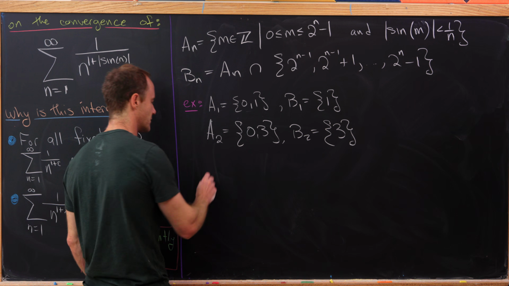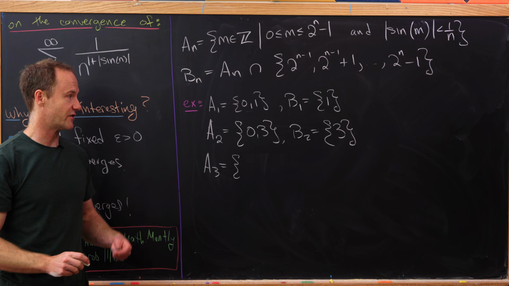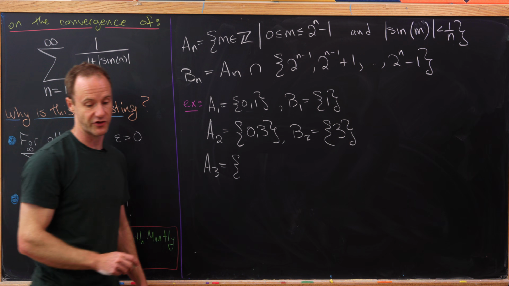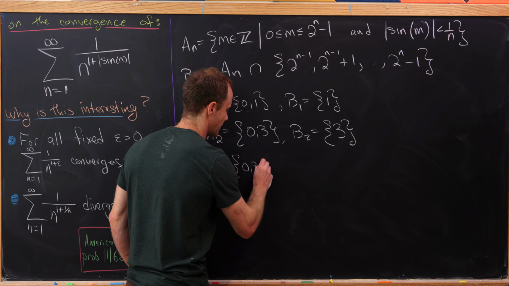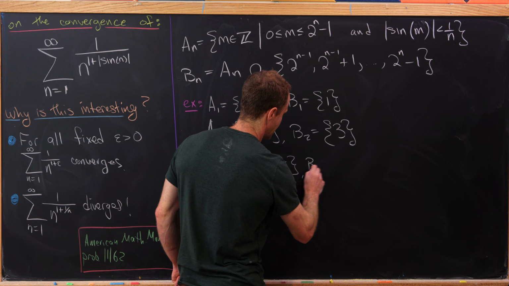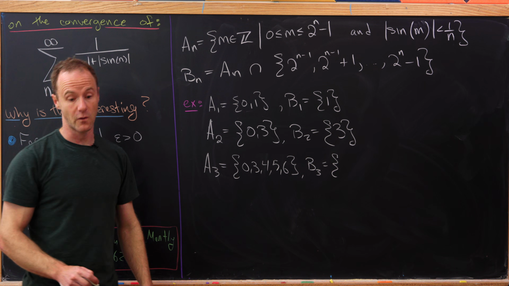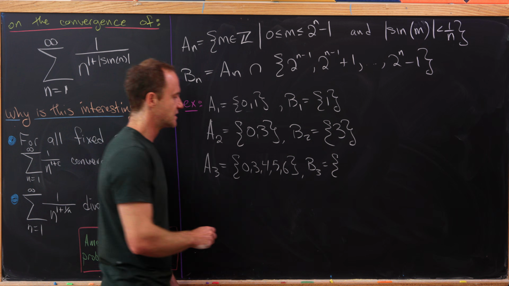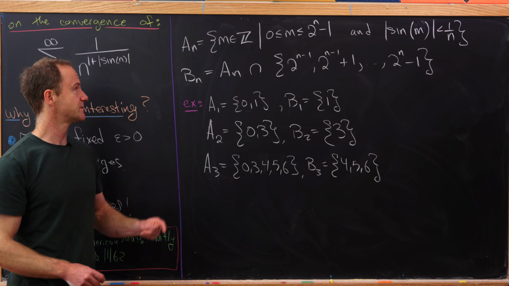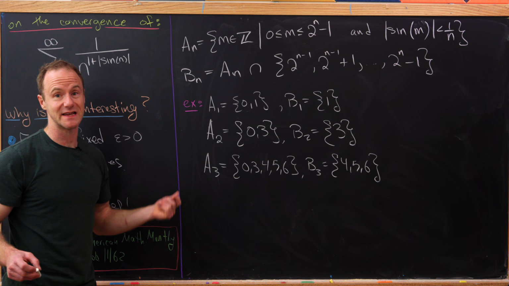Okay, so let's maybe do one more. A sub 3 will be all the numbers from 0 to 7 such that when we plug them into the sine function and take the absolute value, it's less than 1/3. This turns out to be 0, 3, 4, 5, and 6. Then B sub 3 is going to be everything that is bigger than or equal to 4, from the definition of B sub n. That leaves us with 4, 5, and 6. And now let's observe a general rule that ties this family of sets together.